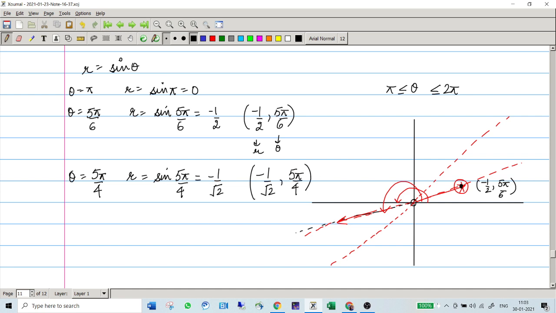So for 5 pi by 4 you are traveling in this direction. If you had to travel 1 by root 2 units, you would be traveling in this direction. But in case you travel minus 1 by root 2 units, you'll be traveling in the direction opposite to 5 pi by 4. 5 pi by 4 was this direction, but opposite to 5 pi by 4 is going to be this direction. So how many units are you traveling in the opposite direction? 1 by root 2 units.